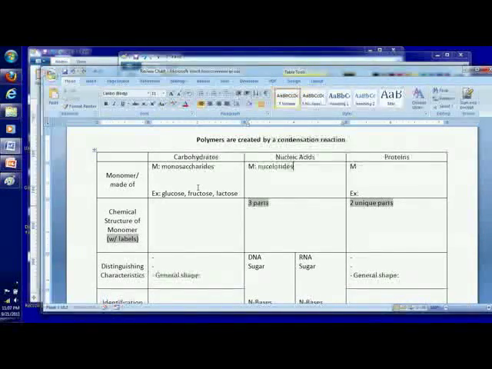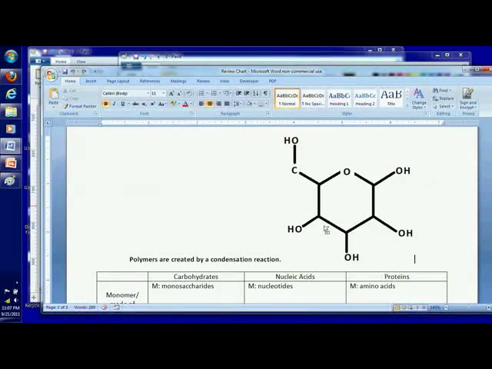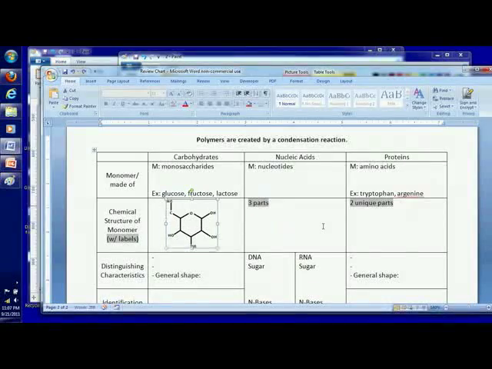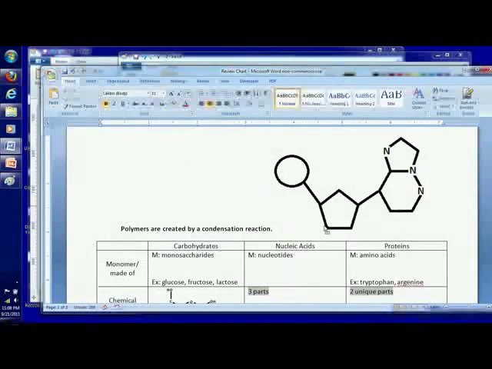And moving on, nucleic acids. Monomers are nucleotides. Oops, misspelled. Nucleotides. And the monomers of proteins are amino acids. An example that I give in class is tryptophan, and if you watch the other video, there's a pirate's favorite amino acid. And then I inserted a glucose, just a simple sugar. There's our example. No need to label this guy.